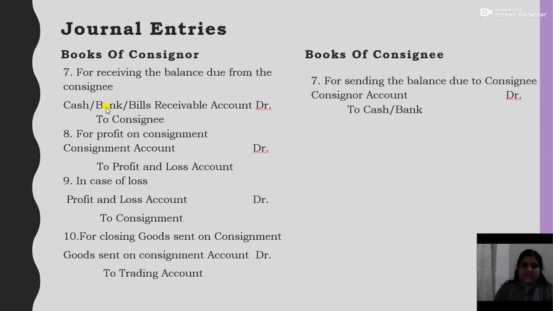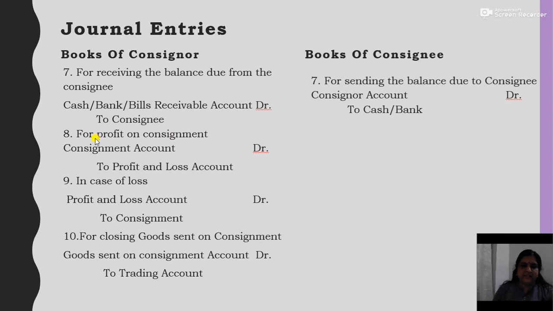Okay. Now the next entry is for receiving the balance due from the consignee. The journal is cash or bank or bills receivable account debtor to consignee. That is the very same journal entry as when the advance is being received. So the same entry when advance is received by the consignor from the consignee, that is cash or bank or bills receivable account debtor to consignee. In the books of consignee also the same entry, that is consignor's account debtor to cash, bank or bills payable.